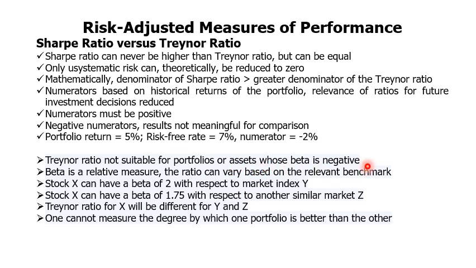Since the Treynor ratio uses beta, which is a relative measure, the ratio can vary based on the relevant benchmark used to calculate the beta. For example, a stock can have a beta of 2 with respect to market index Y, and stock X can have a beta of 1.75 with respect to another similar market Z. All else being equal, the Treynor ratio will be different for X when you compare with respect to Y or Z.